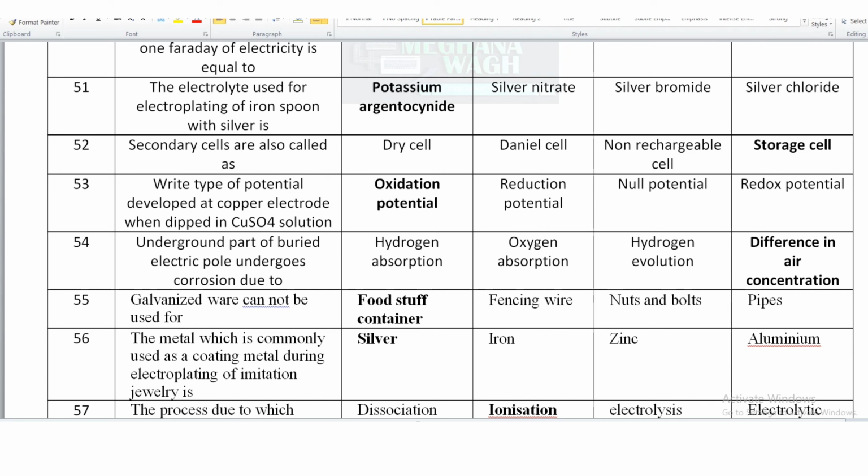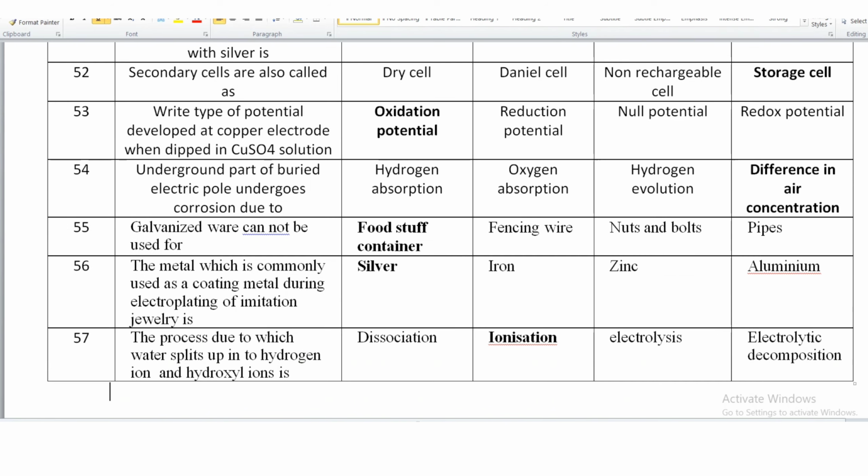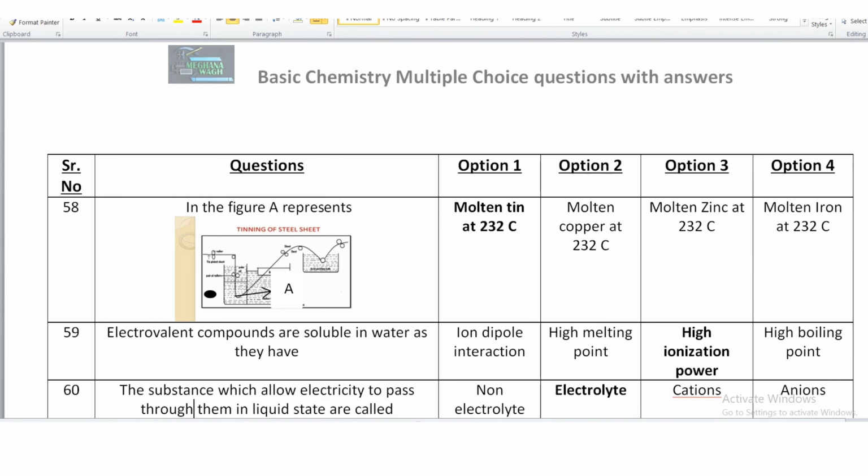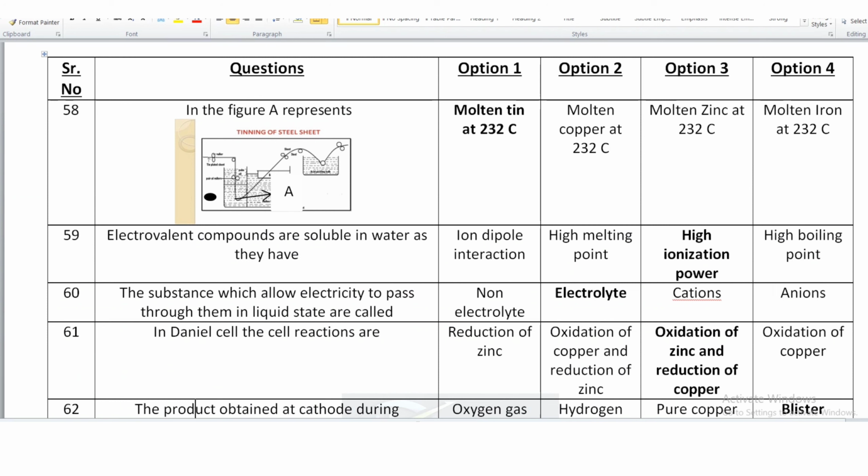The metal which is commonly used as a coating metal during electroplating of imitation jewelry is silver. The process due to which water splits up into hydrogen ion and hydroxide ion is known as ionization, that means formation of H plus and OH minus ions from water. Then the next question: in the figure, A represents what? It is molten tin at 232 degrees Celsius.